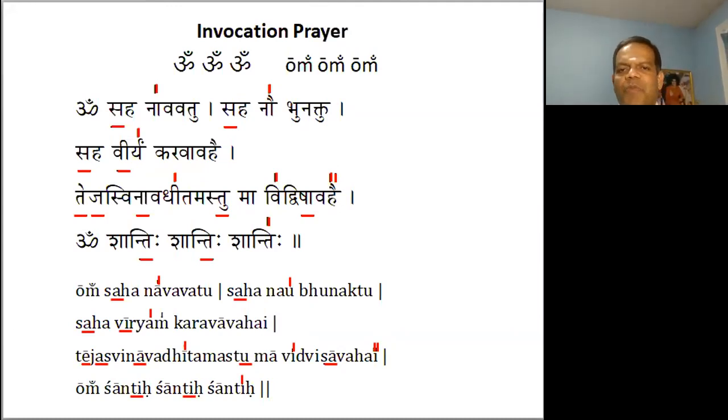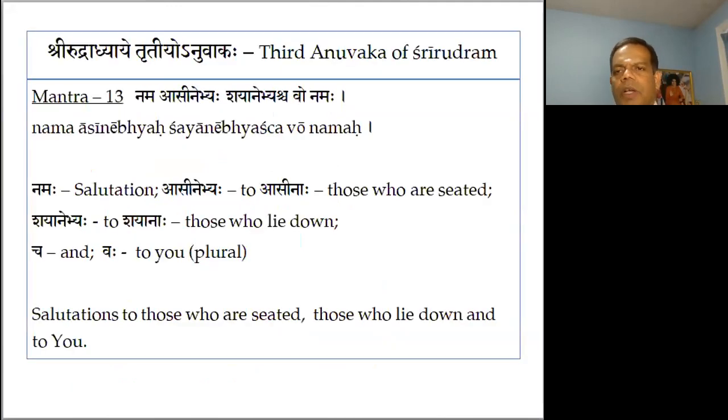We will continue from where we left off. We have covered 12 mantras from the third anuvaka of Sri Rudram. There are 5 more mantras left in this anuvaka. We will take a look at them today. Sairam.